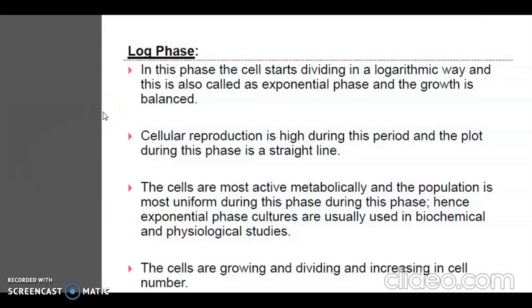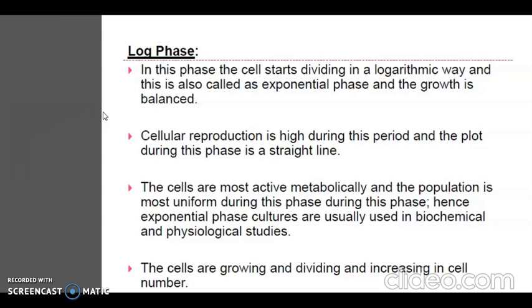The next phase is the log phase. In this phase, the cell starts dividing in a logarithmic way, and this is also called the exponential phase. And the growth in this phase is balanced. Cellular reproduction is high during this period and the slope during this phase is a straight line. The cells are most active metabolically and the population is most uniform during this phase.